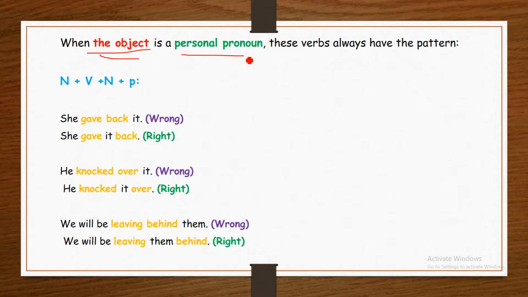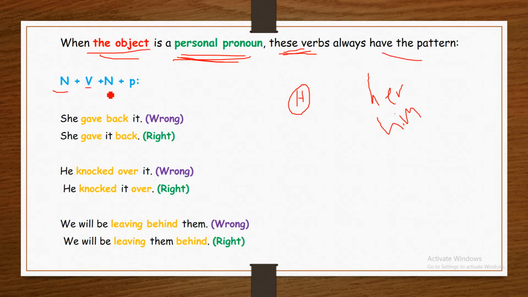When the object is a personal pronoun, these phrasal verbs always have this pattern. But what are personal pronouns? Think about it. Personal pronouns are he, her, him, them, it, and others.